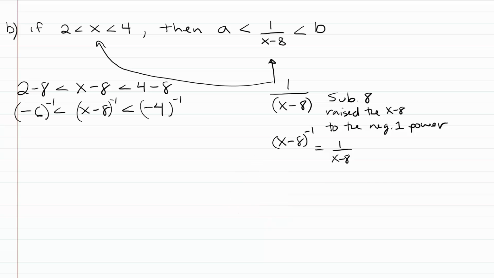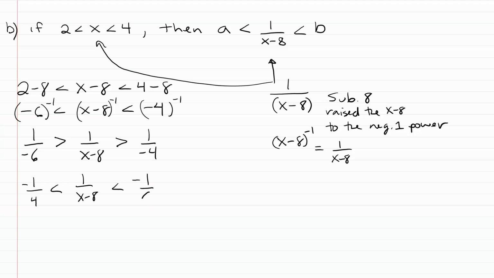Okay, so that means we're going to say 1 over -6 is now greater than 1 over x minus 8 is greater than 1 over -4. And just rewriting this in the proper order, we'll put the -1/4 first, make it less than 1 over x minus 8 is less than -1 over 6. So again, we can see that a here is the same as -1/4, and b is the same as -1/6. And those are our solutions.